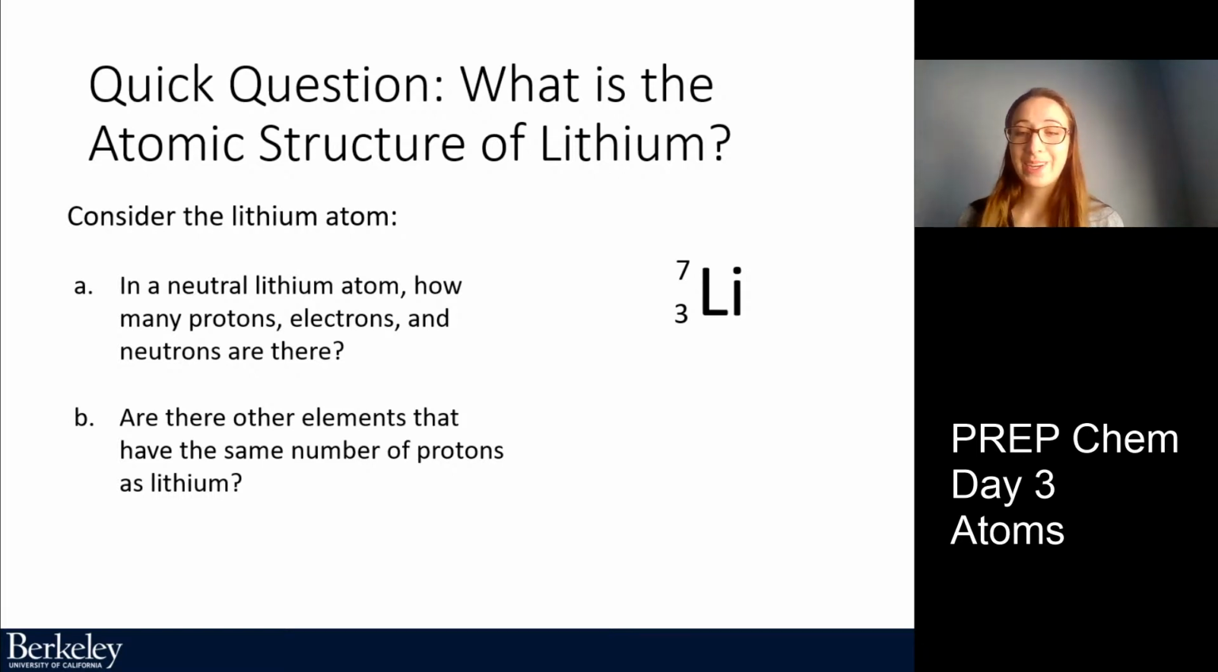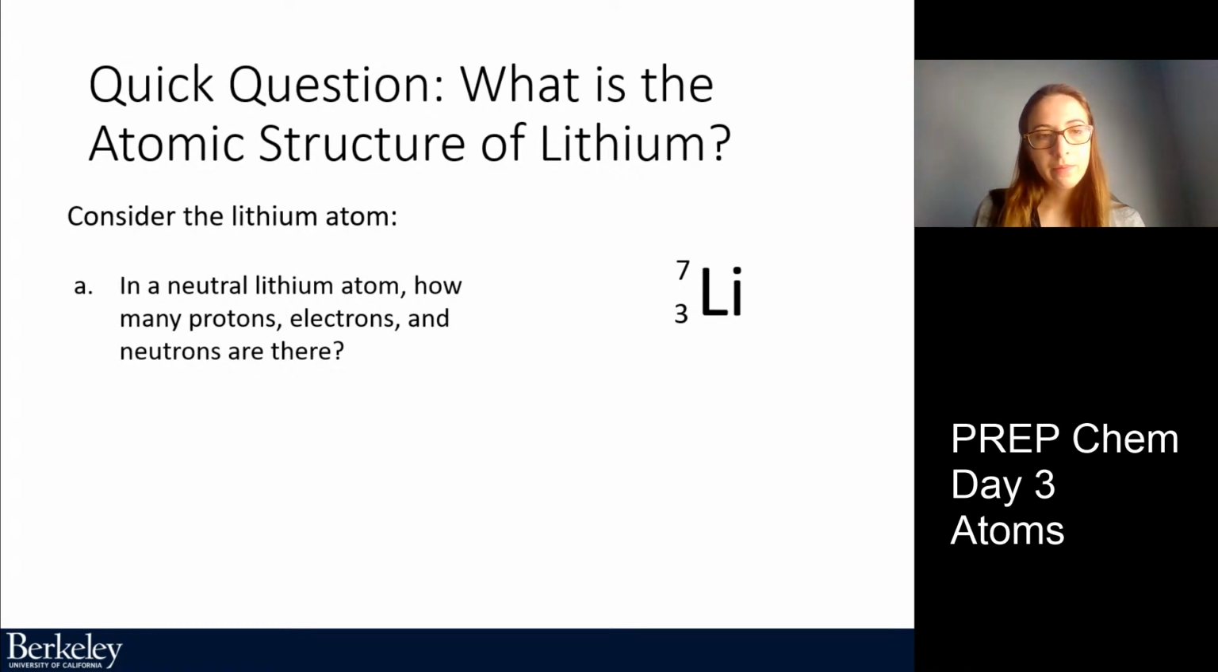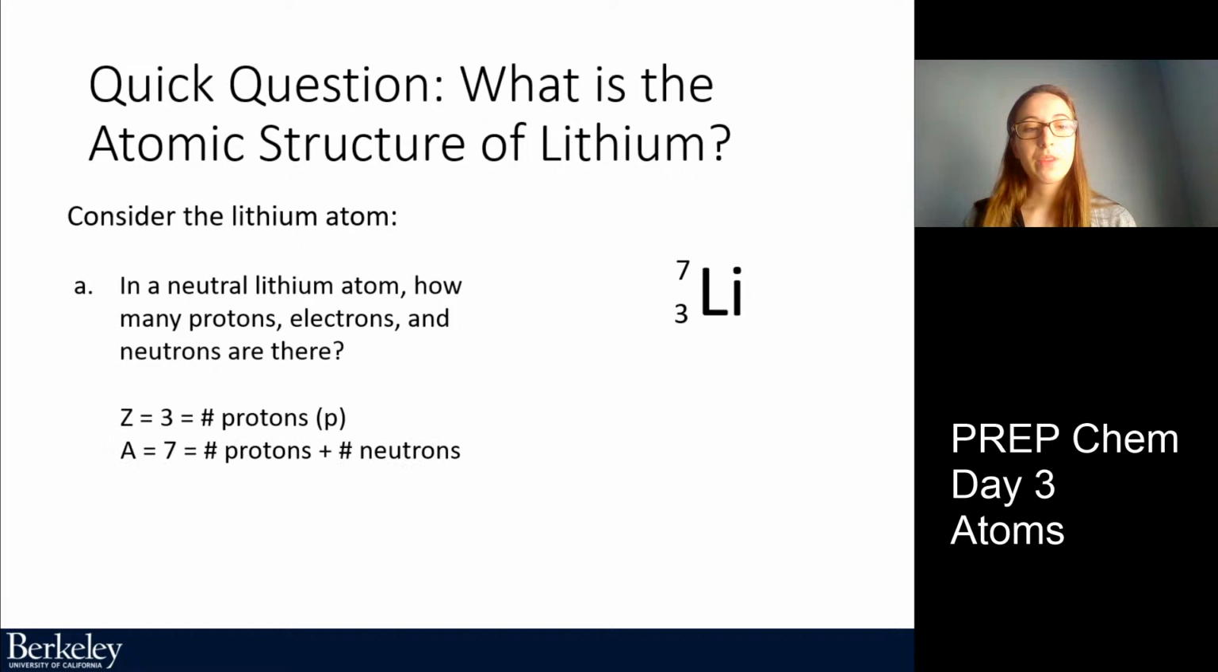Okay, great. So it looks like everyone has had time to work on this in the groups, so we're going to go ahead and discuss the answer. For part A, we can figure out the number of protons from the atomic number Z. In this case for lithium, we have 3 protons. And then from the mass number, we can figure out the number of neutrons. We know 7 must equal the number of protons plus the number of neutrons. So 7 minus 3 gives us the number of neutrons, which is 4.